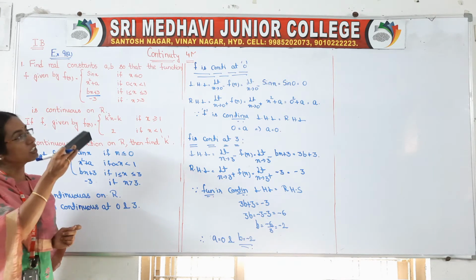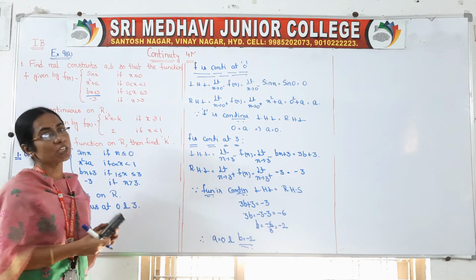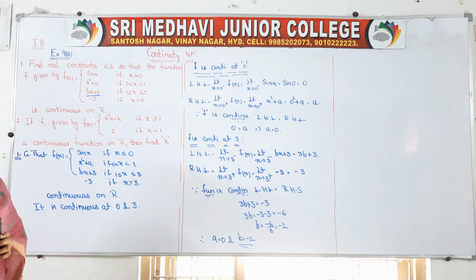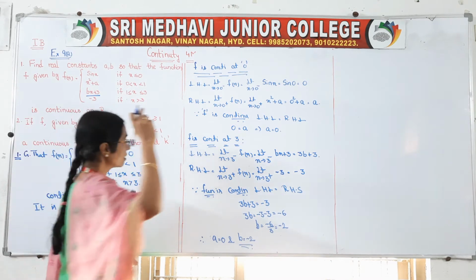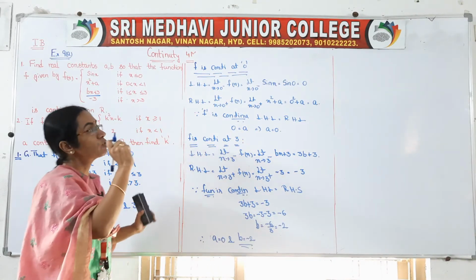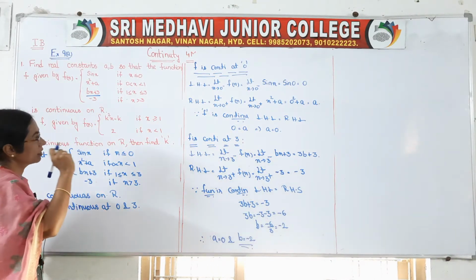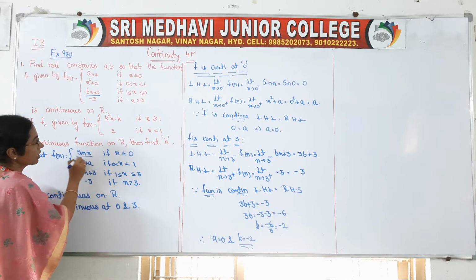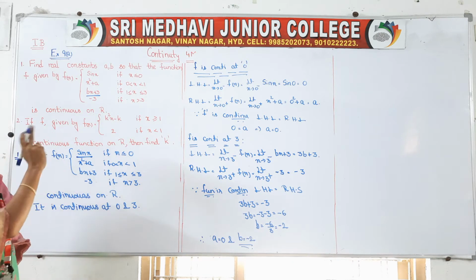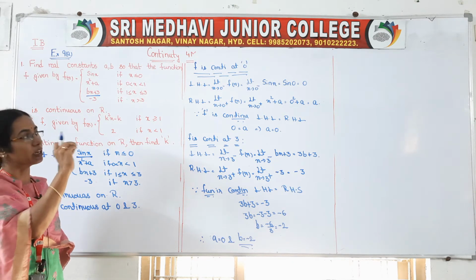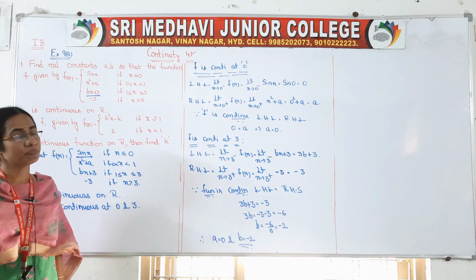So first you take function is continuous at 0. Function is continuous means left hand limit must be equal to right hand limit. So you take your left hand limit. Left hand limit means limit x tends to 0 minus f of x. When x value is less than 0, the function is defined as sin x. That's why we have taken sin x. Then in x place you substitute the limit, sin 0 is 0.